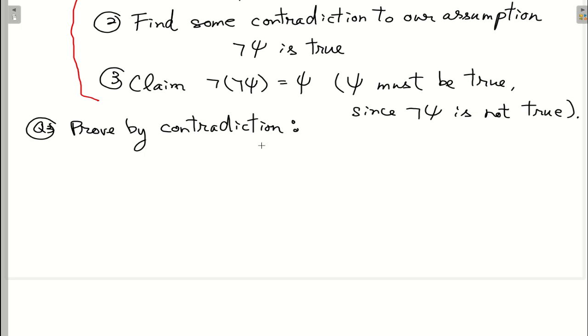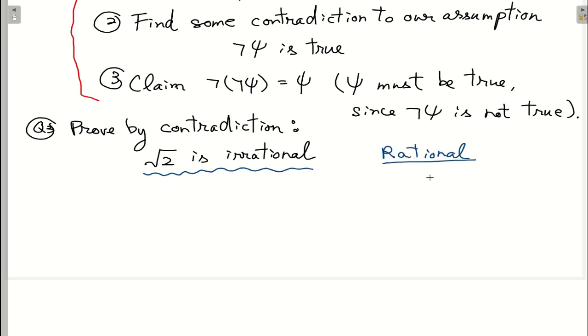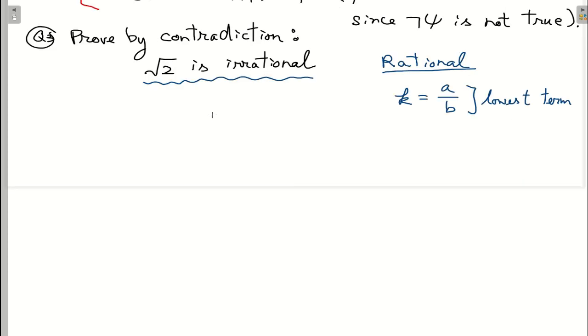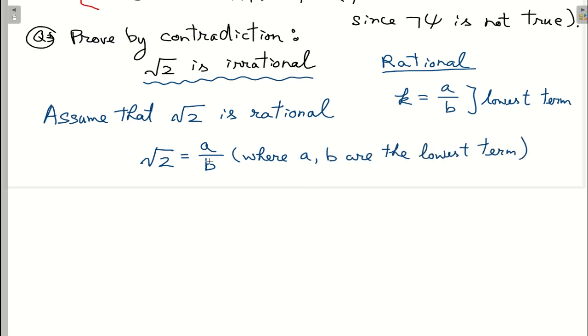Prove by contradiction that the square root of 2 is irrational. In this question, before you prove the square root of 2 is irrational, you have to know the definition of rational and irrational. The definition of a rational number: a number can be represented as a over b, where a and b are in lowest terms. After we know what is meant by rational, if we want to prove the square root of 2 is irrational, we assume the opposite. We assume that the square root of 2 is rational. This means the square root of 2 is equal to a over b, where a and b are in lowest terms.